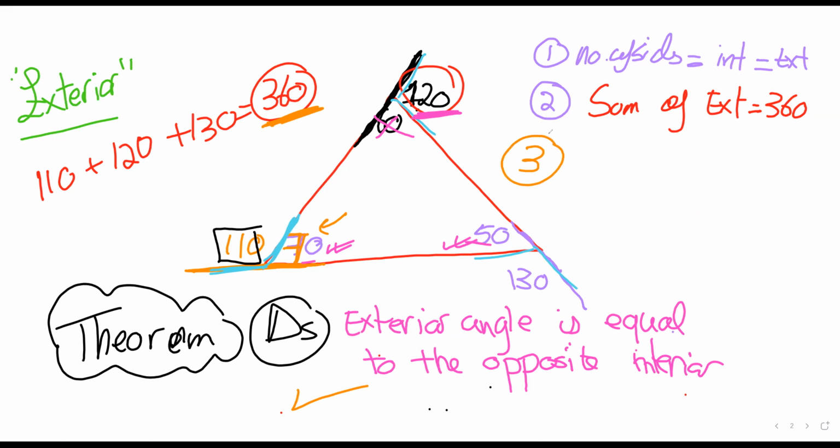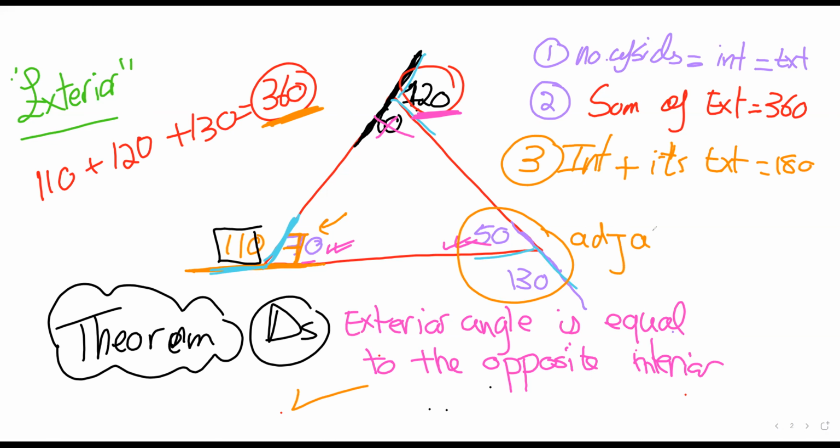Another thing I would like to add here is that any interior angle plus its exterior is always equal to 180 degrees. Now these two are called adjacent angles.